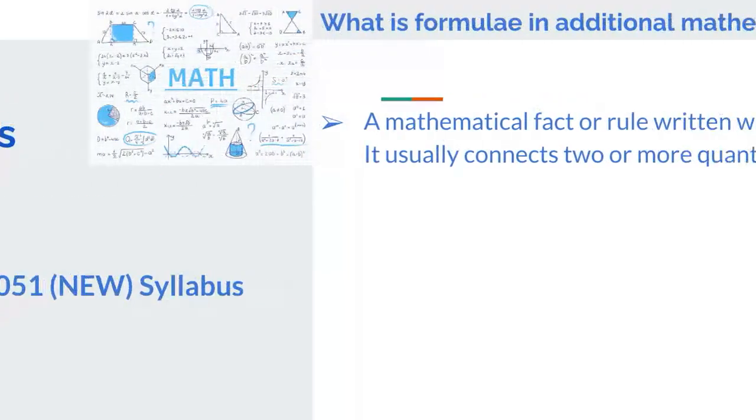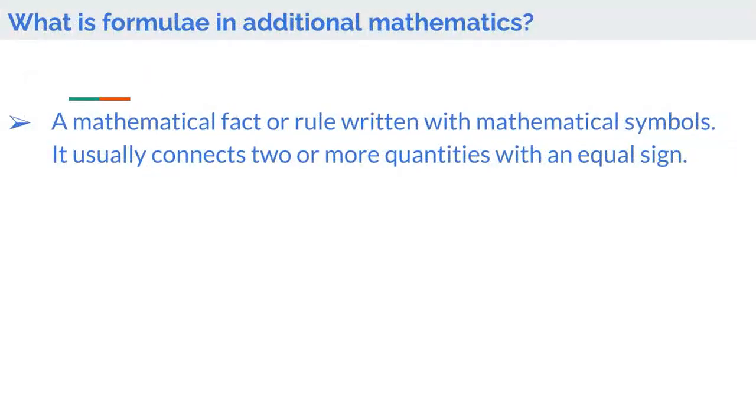Now before we dive into the formula, a lot of people are asking me, but JC, what is formulae? Formulae is basically a maths rule. It connects two or more quantities with an equal sign, but because it's A math, it will have a lot of variables in it. It can be X, Y, Z, A, B, C, something like that. So these are all the formulas in A math that you need to know for G2 topics of this year only.